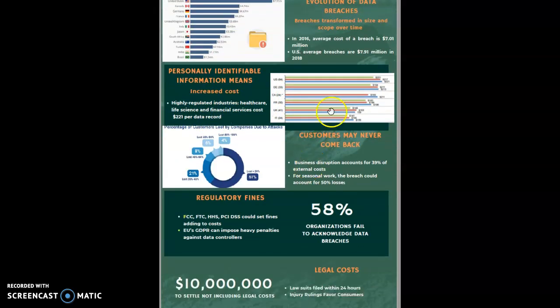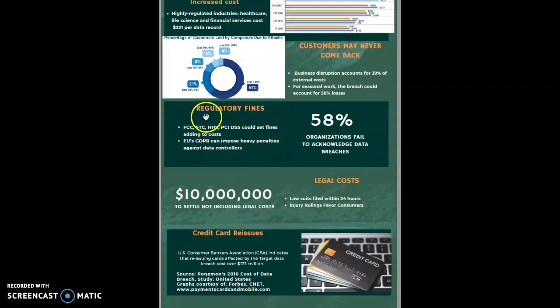As I go down, I also want to include how customers view data breaches, and they don't view them positively whatsoever. You'll see that external costs of a data breach is about 39% of all external costs, even more so for seasonal work. I wanted to show here in this graph how customers view data breaches, and many companies lose and never regain their customer base.